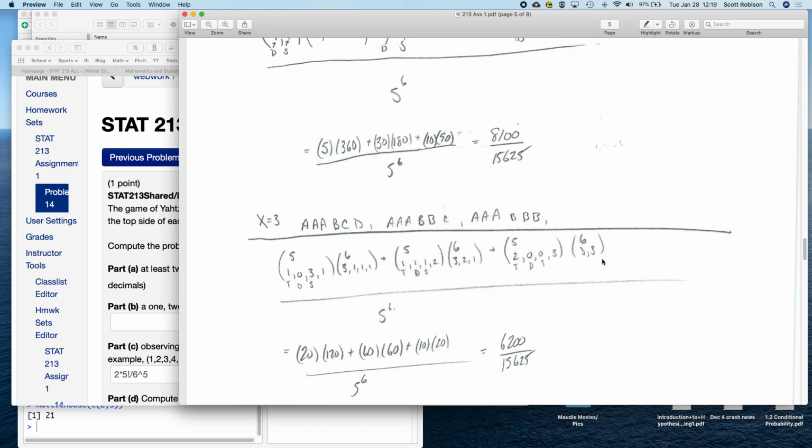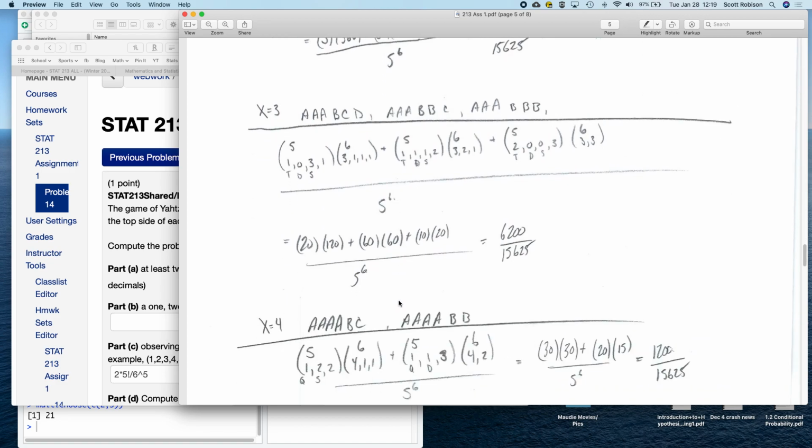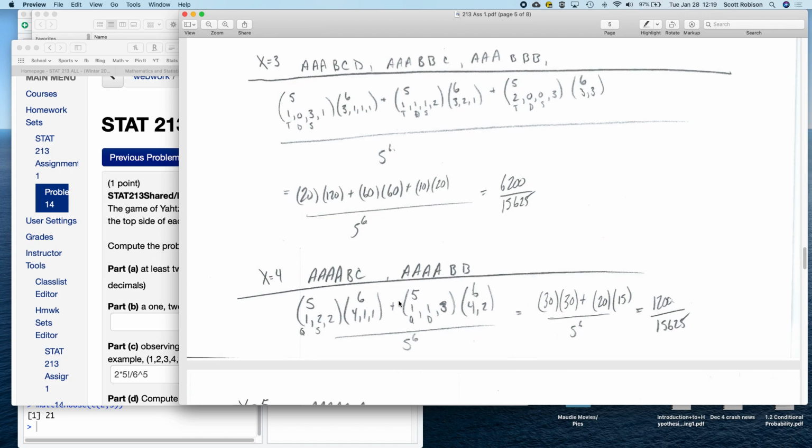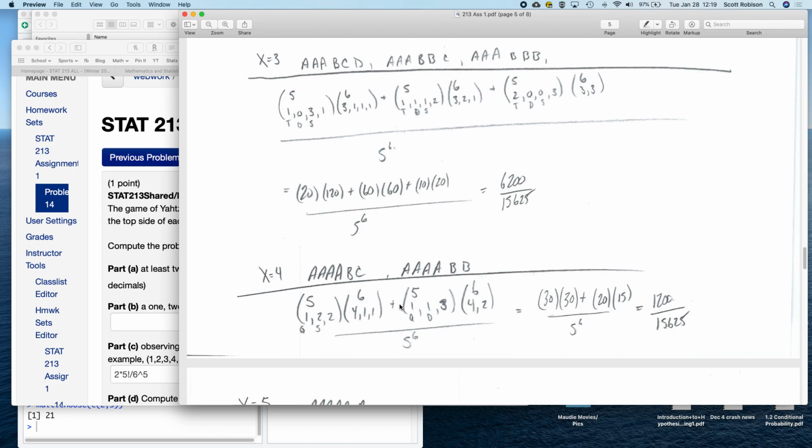So these would be the number of ways, and then when you divide it by 5 to the power 6, you will get the probability. What about the probability of getting 4 of the dice to show the same number as each other? Either 4 show the same and then the other 2 show different numbers, or 4 show the same and then the other 2 show the same number as each other.